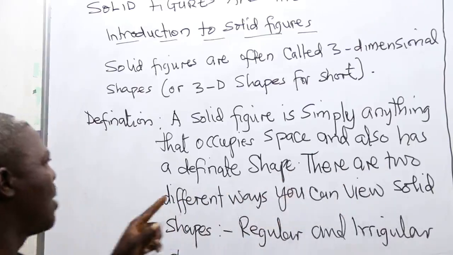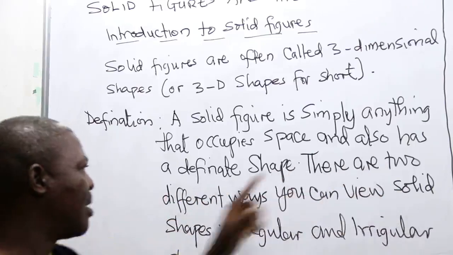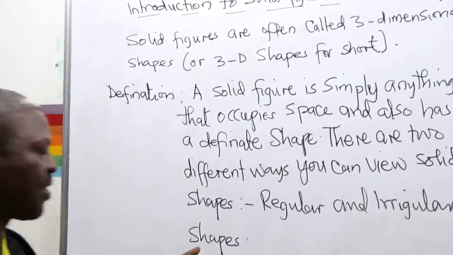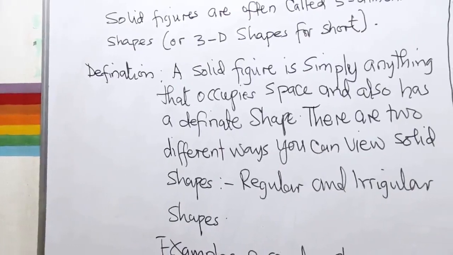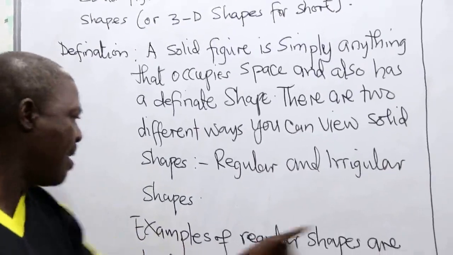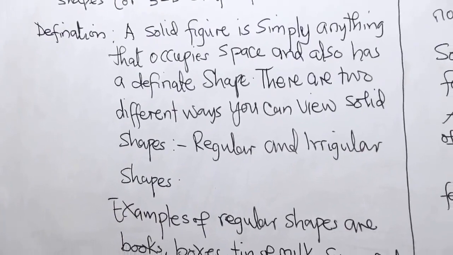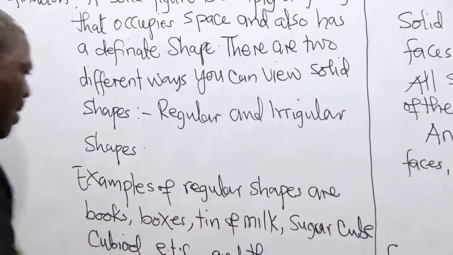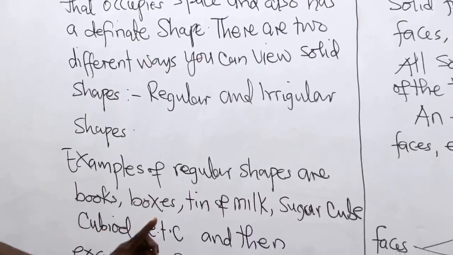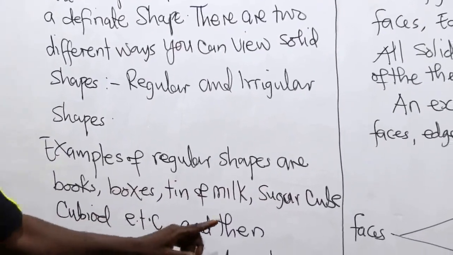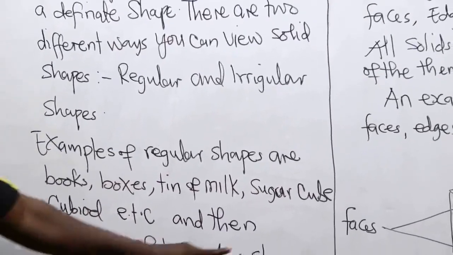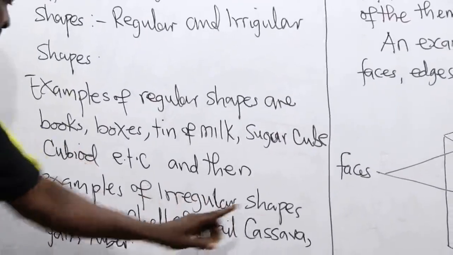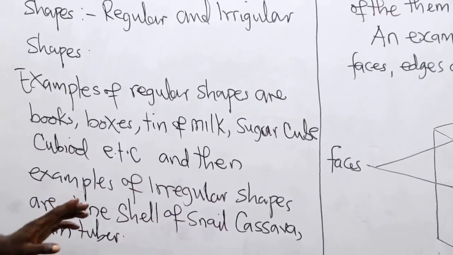There are two different ways you can view solid shapes: regular and irregular shapes. Examples of regular shapes are books, boxes, tin of milk, sugar cube, cuboid, etc. Then examples of irregular shapes are stone, shell of snail, cassava, yam tuber.